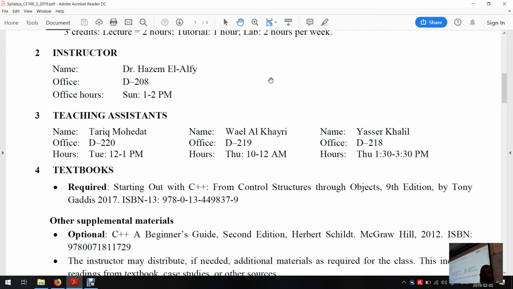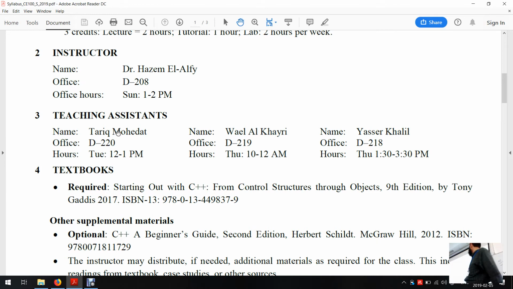I already introduced myself last week. My name is Hazm Al-Alfi. And I will mention where we are located. If you are new to this college, then all the computer science staff are located in the D block, 2nd floor. So this is the same floor. If you go outside, I think a little bit to the left of the hallway. We are all located in the same block, the professors and the teaching assistants.